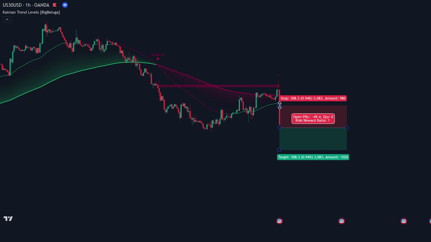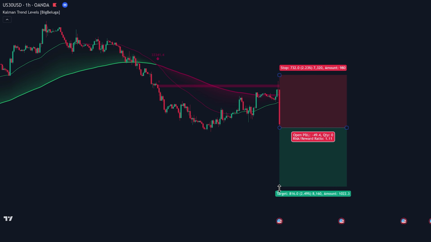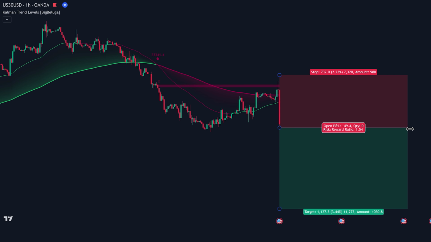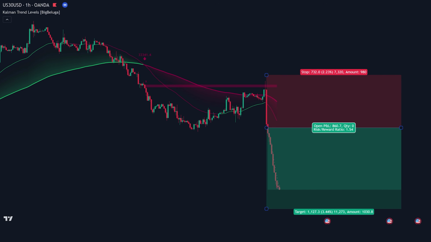For risk management, the stop loss is placed just above the red resistance box. The take profit target, on the other hand, is set significantly lower, giving us a strong risk-to-reward ratio. Let's see how the trade plays out.